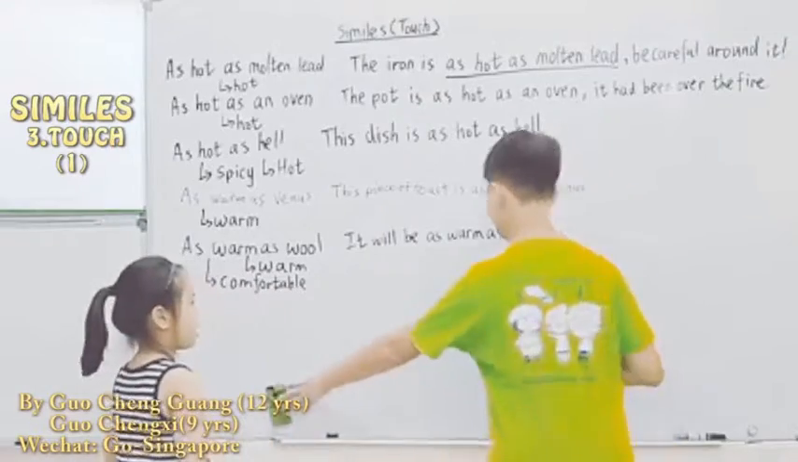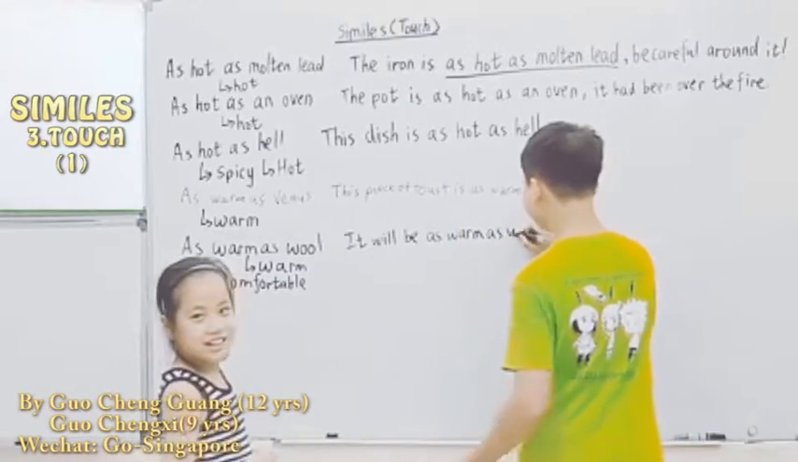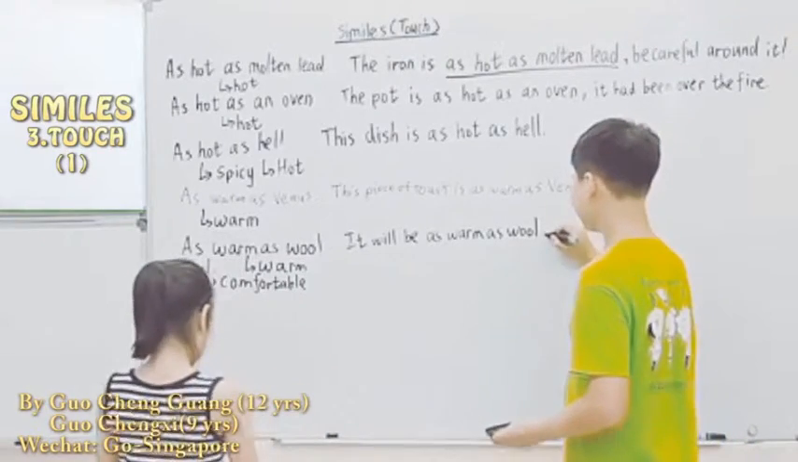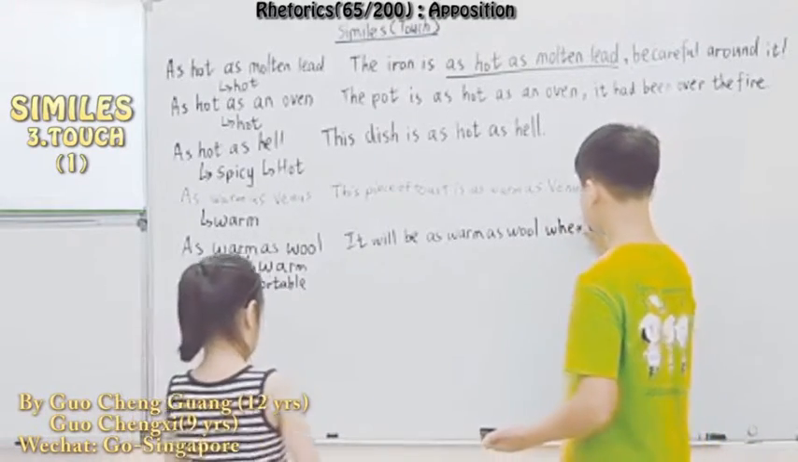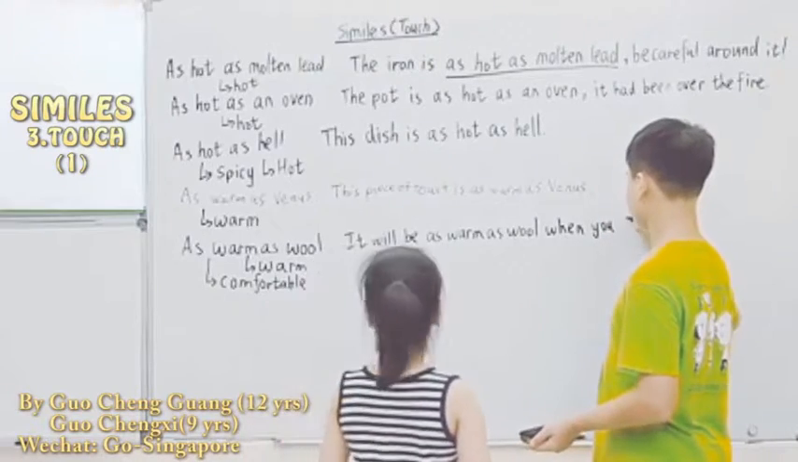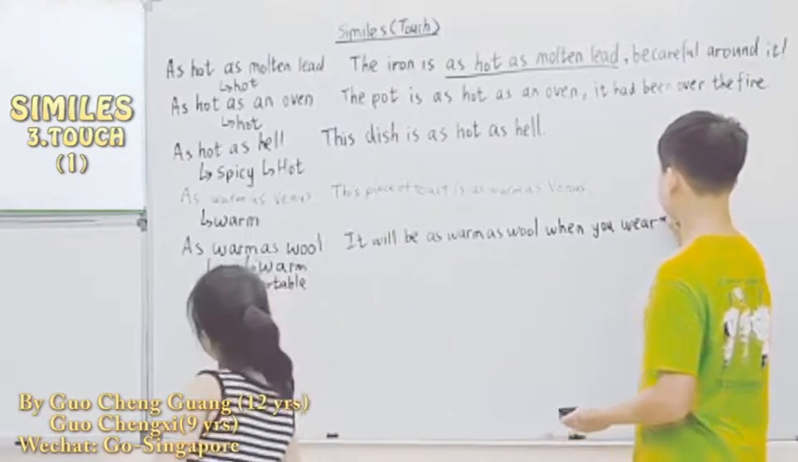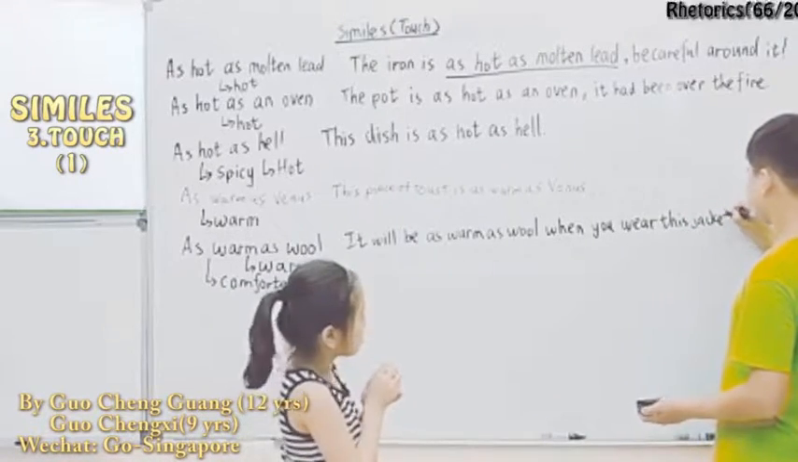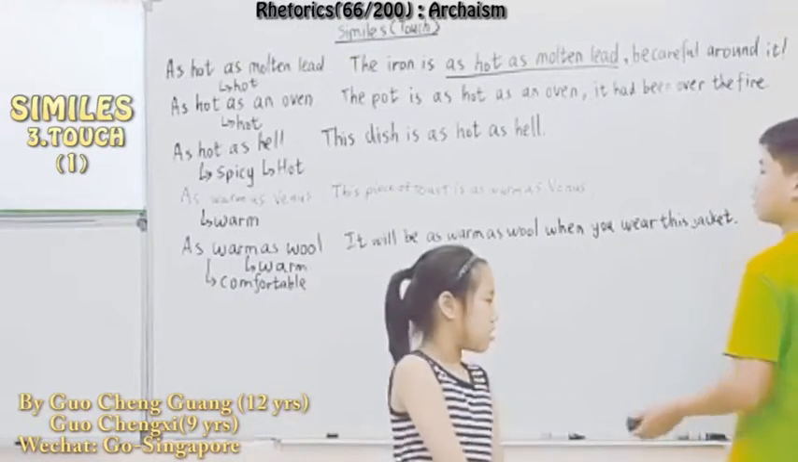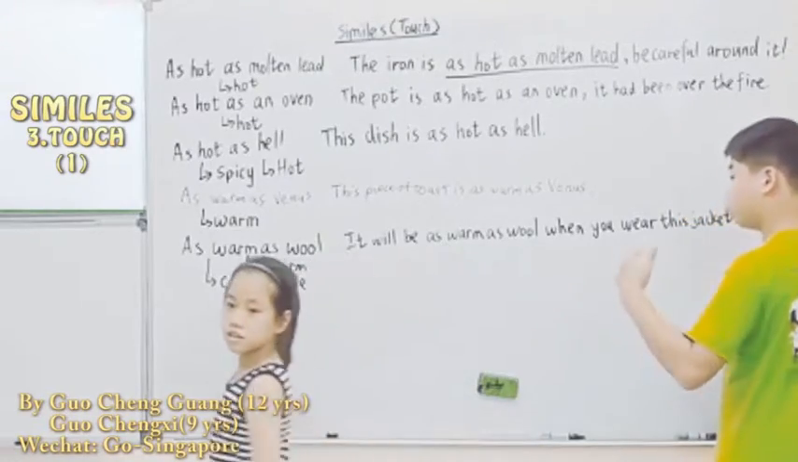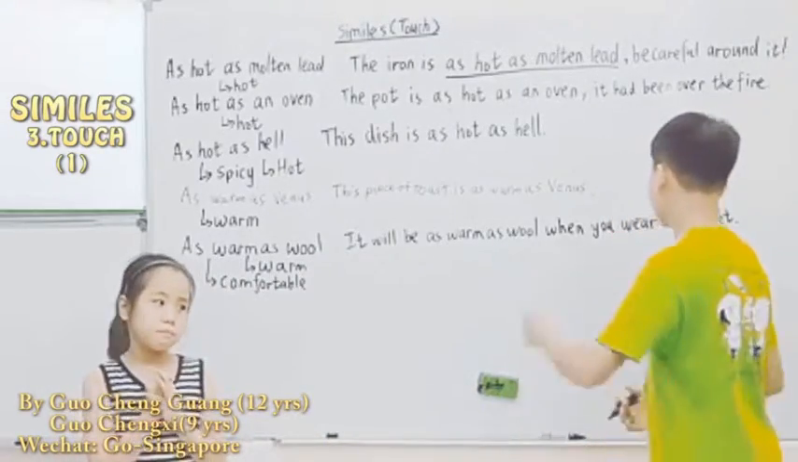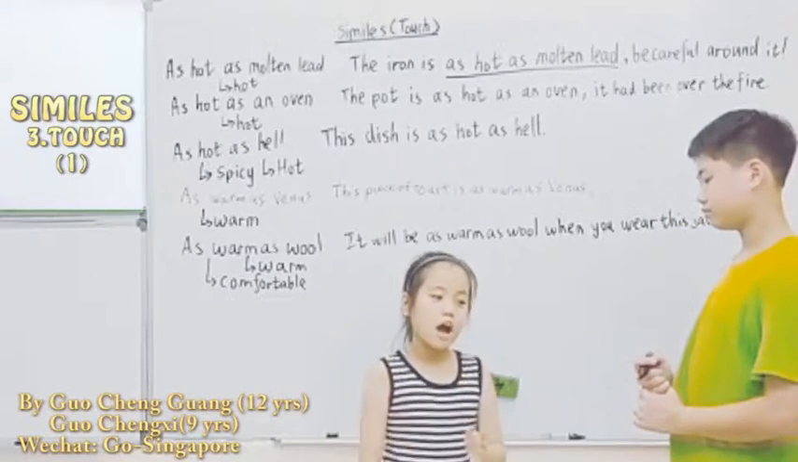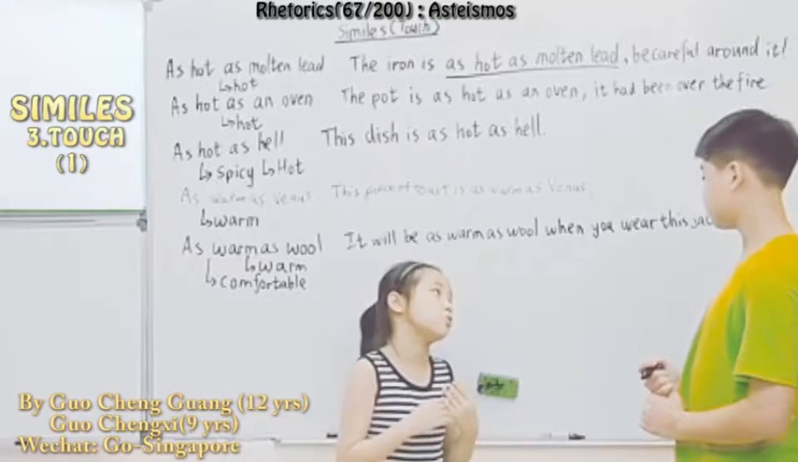It will be as warm as wool. Is a wheel warm? Nope. Okay, it'll be as warm as wool. That means it'll be very comfortable when you wear this jacket, right? Okay, so actually better than jacket, you can say sweater.